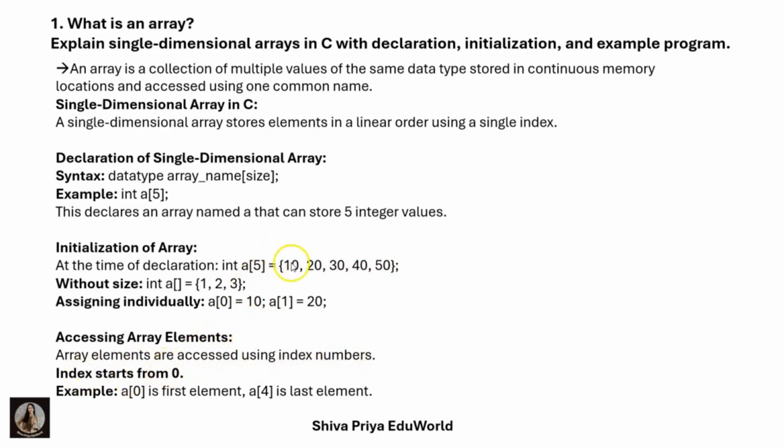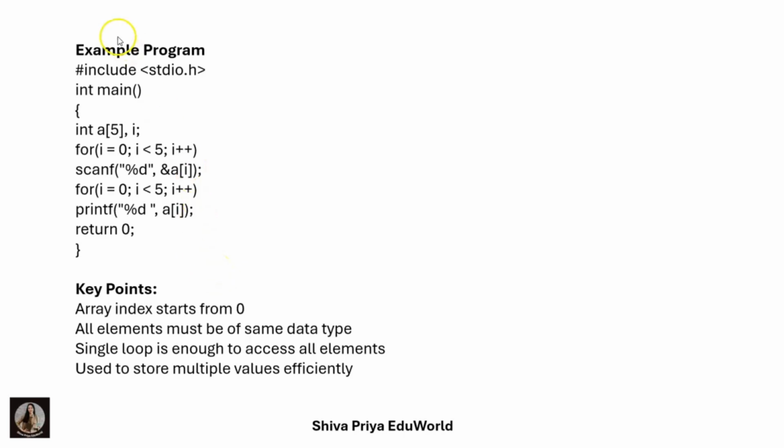Index starts from 0. As I told you, index always starts from 0. This is the 0th index, first, second, third, fourth. For example, A of 0 is the first element. A of 4 is the last element. In this case, A of 0 is the first element and A of 4 is the last element. Clear? Let us see one example program.